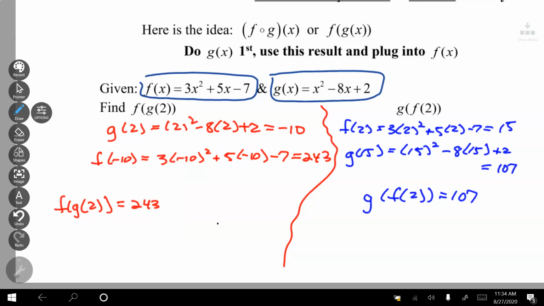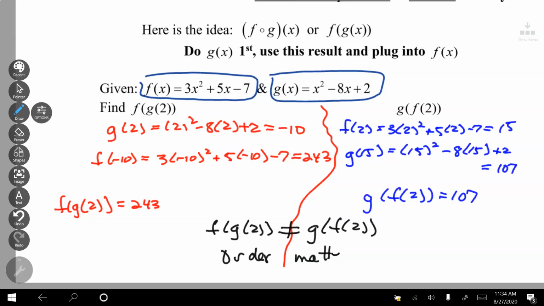Notice, f of g of 2 does not equal g of f of 2. It should not. It would be a coincidence if it did. Order does matter with composition.